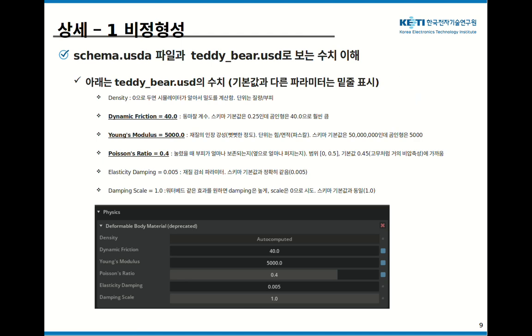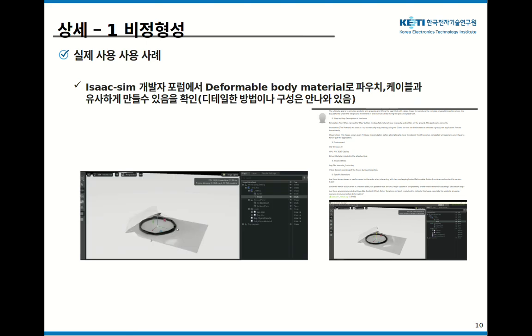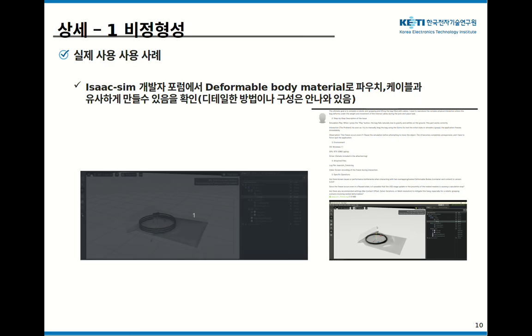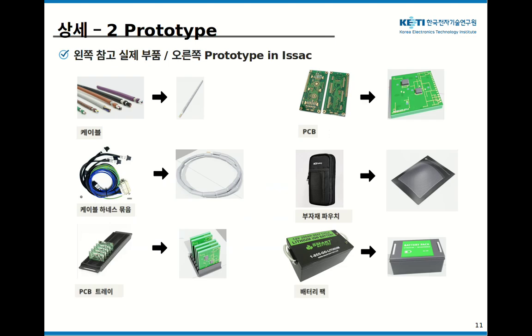I also looked at a real use case on the Isaac Sim developer forum. I confirmed that deformable body material can make things similar to pouches and cables, but the detailed method and setup I was not sure about. On the left is the real part I referenced, and on the right is the prototype I made inside Isaac Sim.